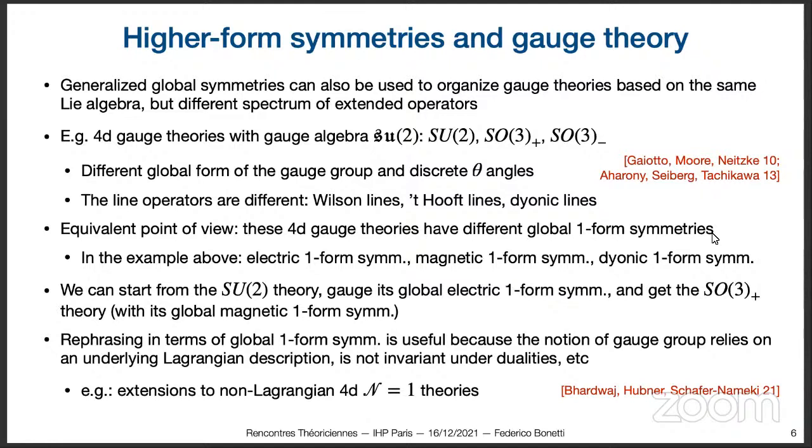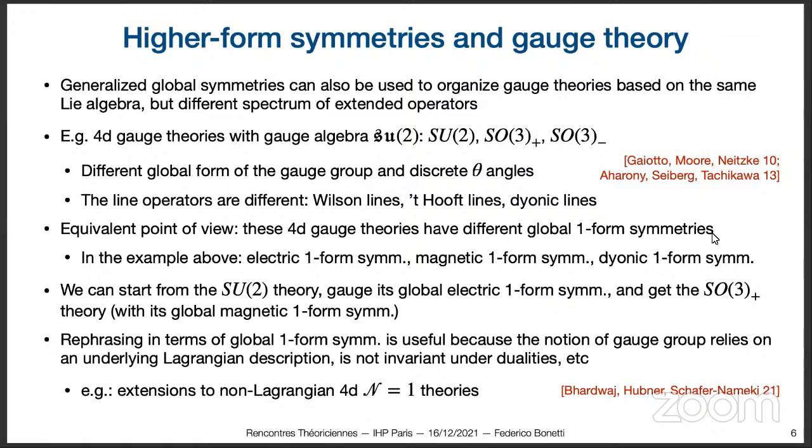For example, if we take the gauge theory with gauge algebra SU(2), it turns out that it comes in 3 different varieties that differ in the global form of the gauge group. Is it SU(2) or is it SO(3)? And actually, in the case of SO(3), there are 2 different variants distinguished by a discrete theta angle. All these details are just an example and not super important. The take-home message is that these are different gauge theories because they have different lines. They can be Wilson lines, 't Hooft lines, or dyonic lines. That's the gauge theory language that I'm using.